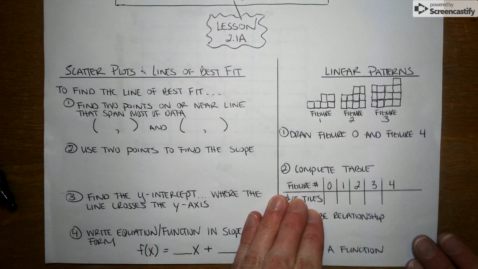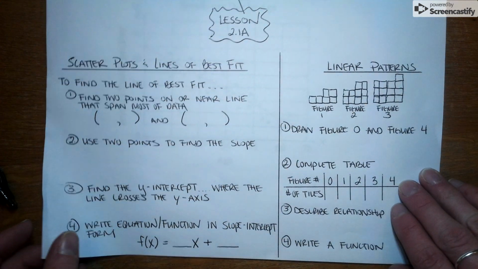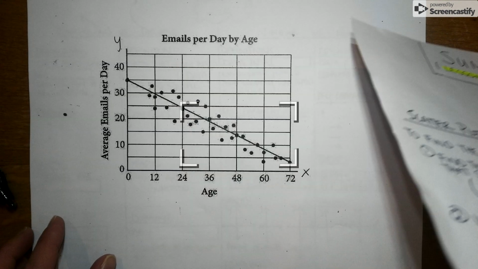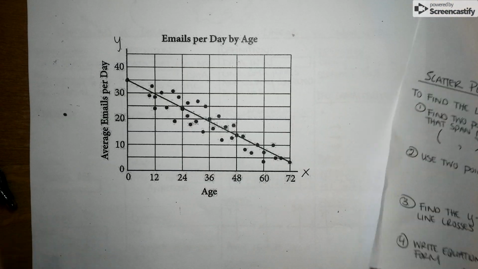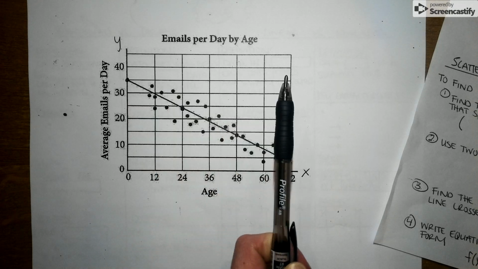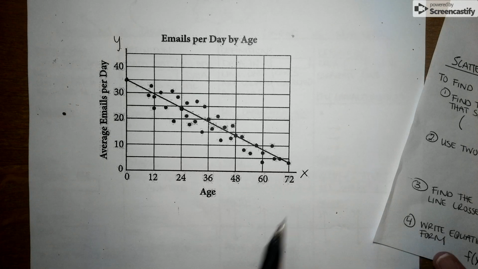So as you can see below, we have 4 steps that we need to go through. And we again are going to be going back and forth between this sheet and the graph that you have printed off. So first I want to start by looking at the graph. Currently we can see that the title is about the emails per day by age. The age then is listed on our x-axis.